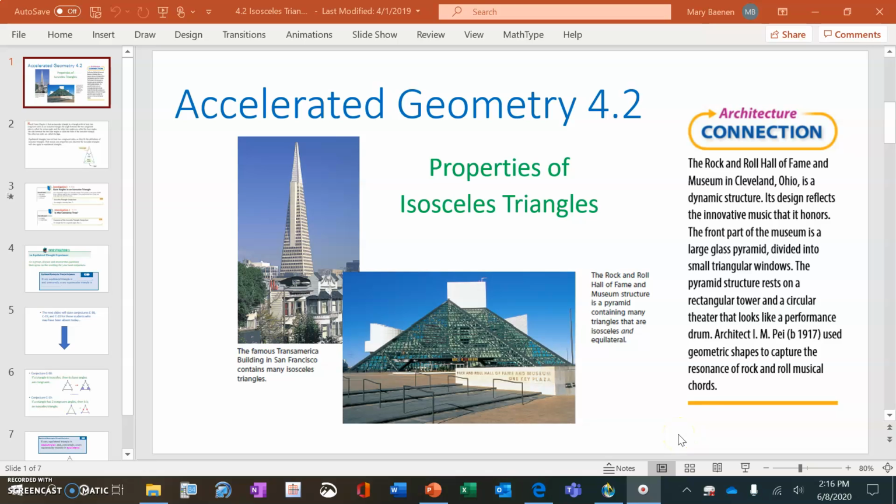This is Accelerated Geometry, Section 4.2, Properties of Isosceles Triangles. So the two pictures that I have here are buildings that contain many isosceles triangles. On the left here is the famous Trans-America building in San Francisco, and on the right is the Rock and Roll Hall of Fame and Museum. So both of those structures have many isosceles triangles in them.